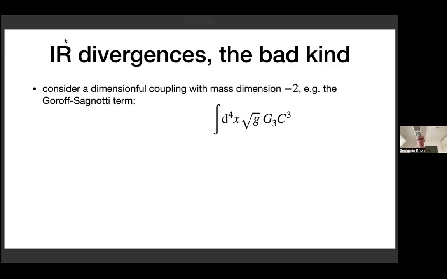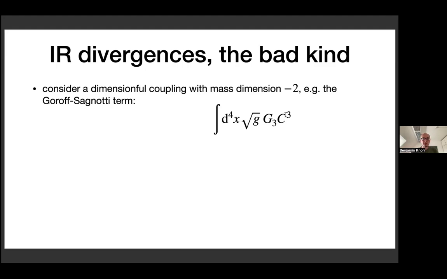So what is this? It's really a kind of infrared divergence, but the bad kind. I want to illustrate this with a very specific example, the G3 term. But really, this problem arises for any coupling that has a negative mass dimension, maybe except for Newton's coupling. So for the sake of the argument, consider the G3 term. So capital G3 has a mass dimension of -2, times the y cubed, at the classical level, right?